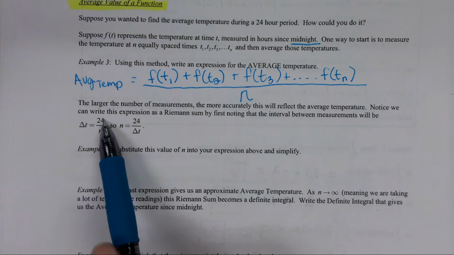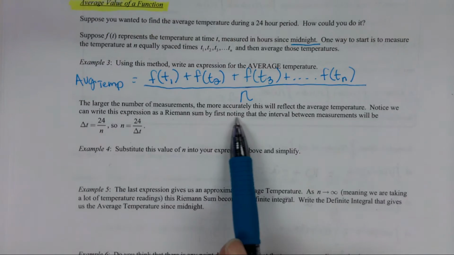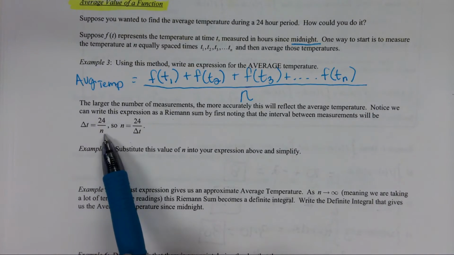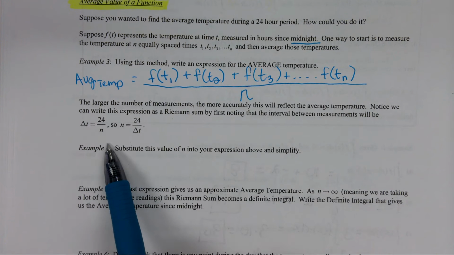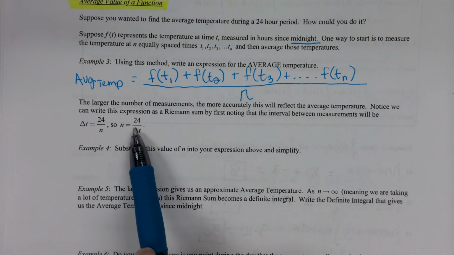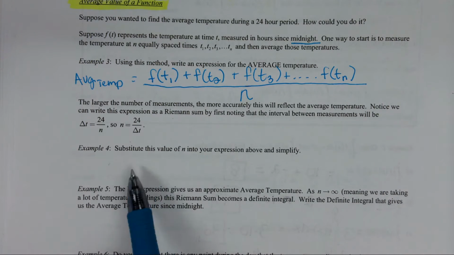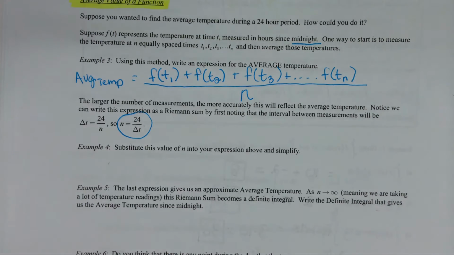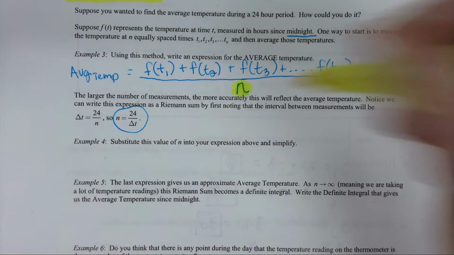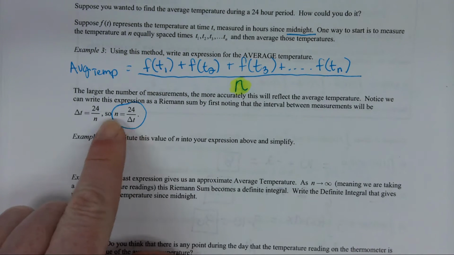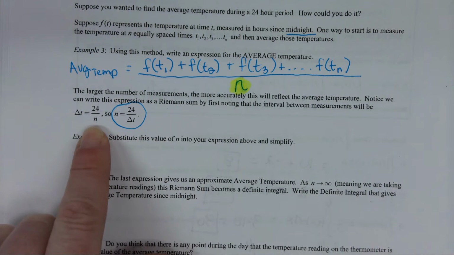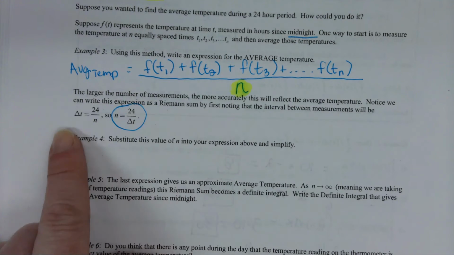Notice we can write the expression as a Riemann sum by first noting that the interval between the measurements will be delta t, 24 divided by n. Agreed? If I had 24 hours and divided them by n. So n equals 24 divided by delta t. Let's substitute this expression in for n above. Do you understand that that equals that? Delta t is 24 divided by n, so if I rearranged this expression, I could solve for n.